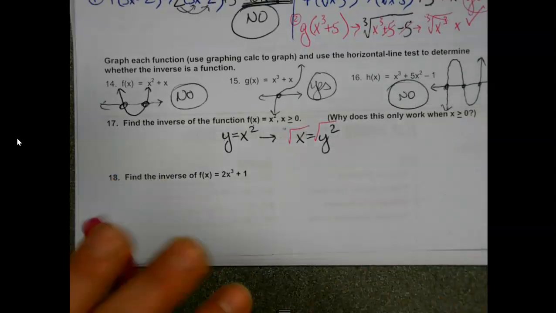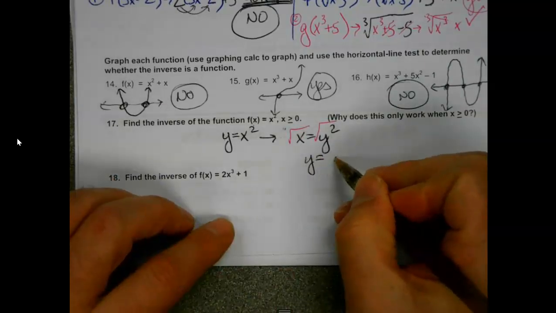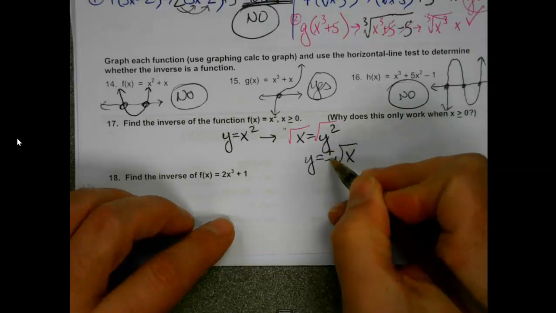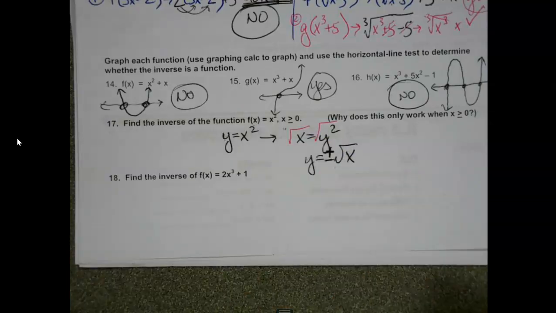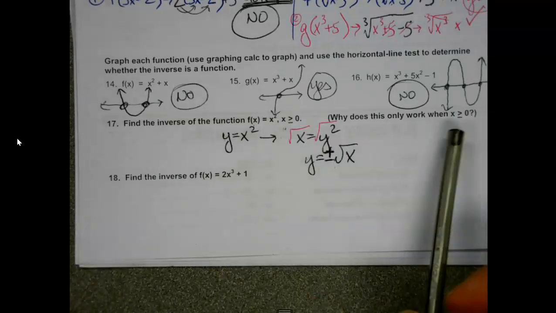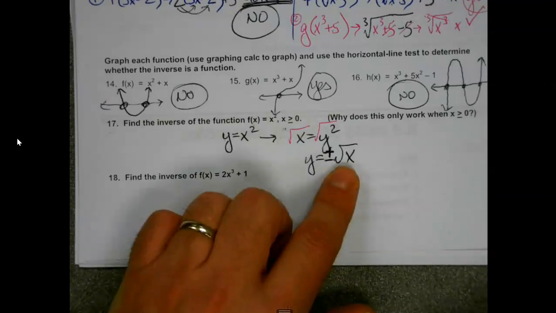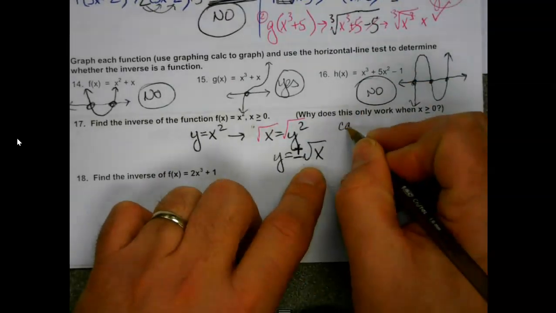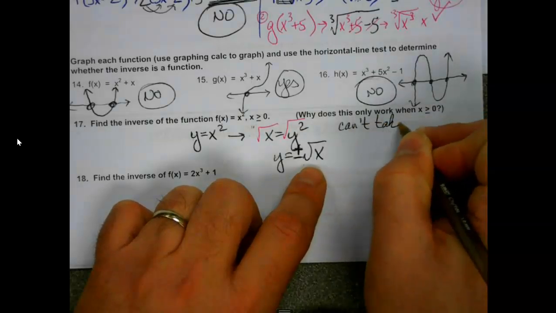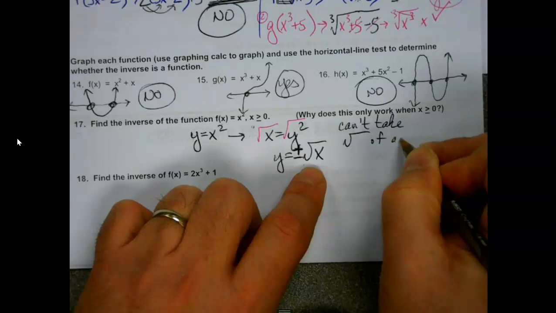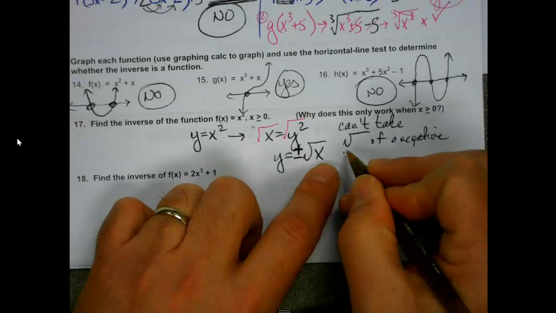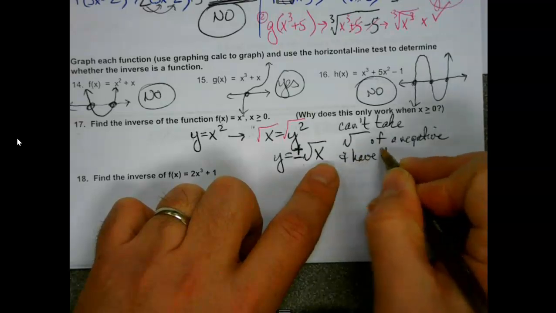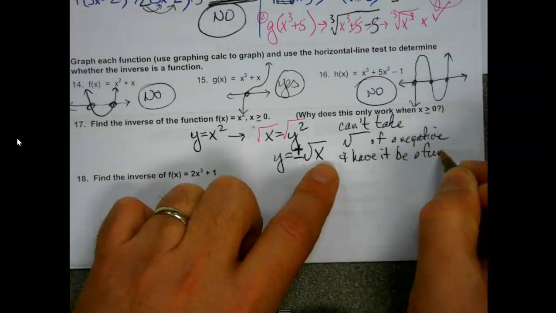Because while it's true that when I take the square root, squared means there's two answers. So you've got to make sure you have plus minus. But just like we said before, why does this only work when x is greater than or equal to 0? Well, there's two reasons here. You can't take the square root of a negative and still have it be a function.